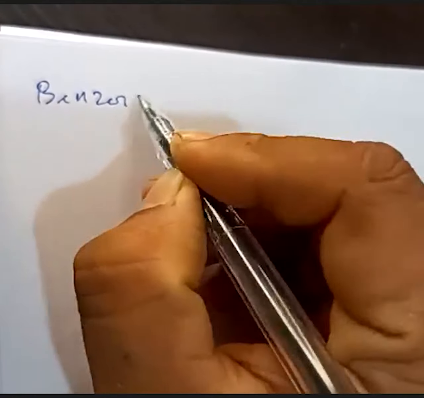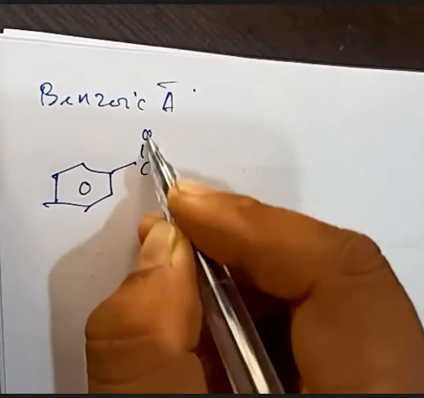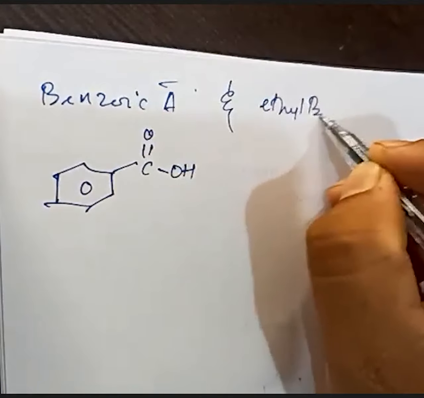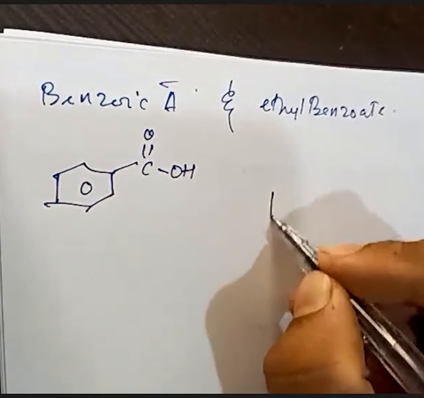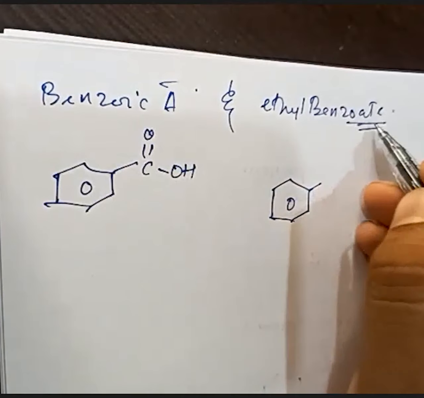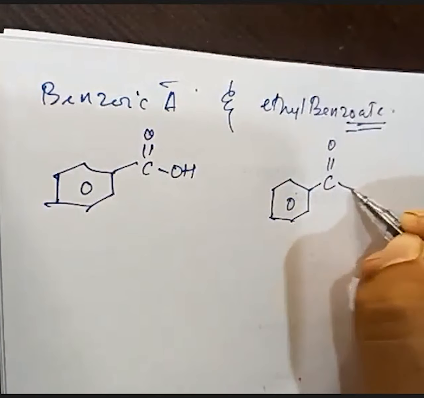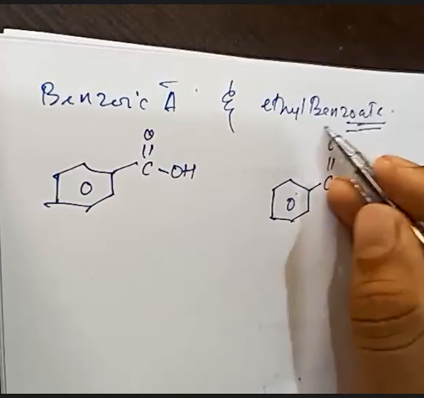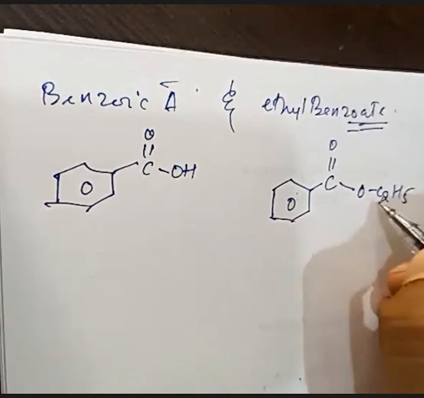Benzoic acid, COOH, and ethyl benzoate. So what is ethyl benzoate? This is our ester. Benzene, then ate, ethanoate. So this is an ester, benzoate. This is our benzo group: if benzene is along with C double bond O and it has no hydrogen, then it is known as benzo. Then there is ethyl, C2H5. This is our ethyl benzoate.